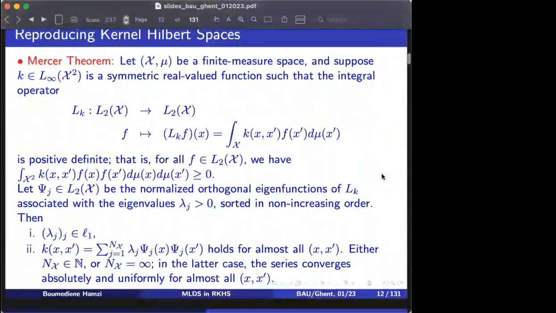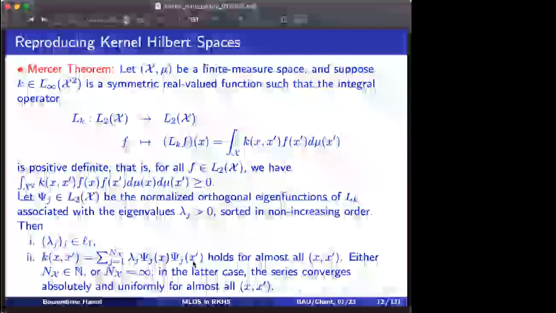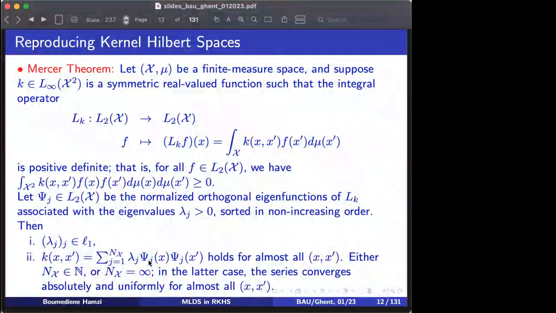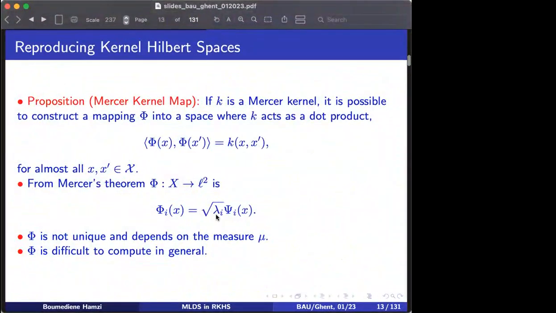The other one is to use Mercer's theorem, where one associates an integral operator to the kernel, and then from there computes the eigenvalues and the eigenfunctions. Then we get this decomposition, that k(x, x') is the sum of lambda_j c_j(x) c_j(x'). Since k is positive, the eigenvalues will be positive, and so we get the so-called Mercer feature map, that is the square root of the eigenvalues of the integral operator times the eigenfunctions. This is what we call the Mercer kernel feature map.